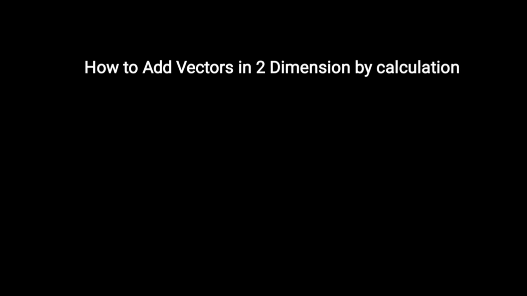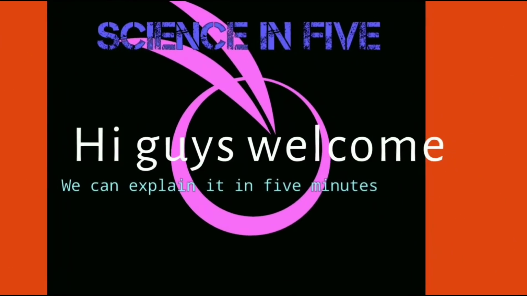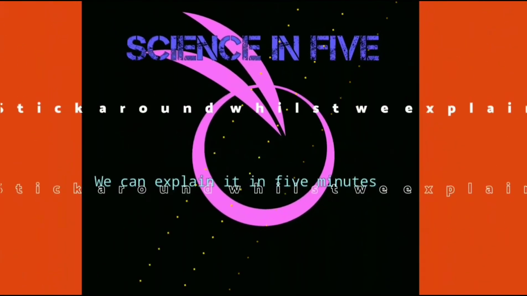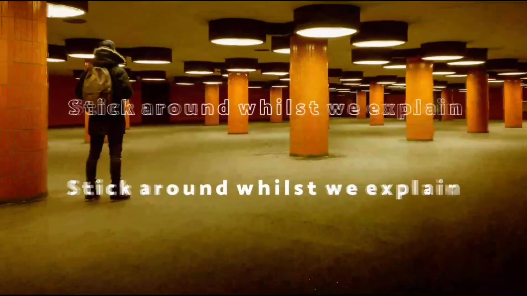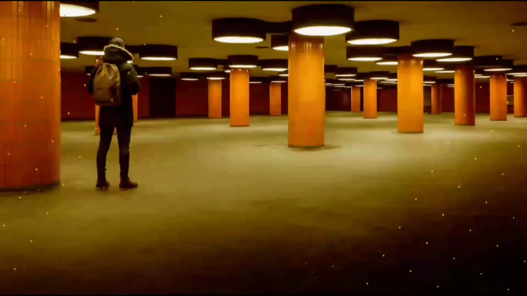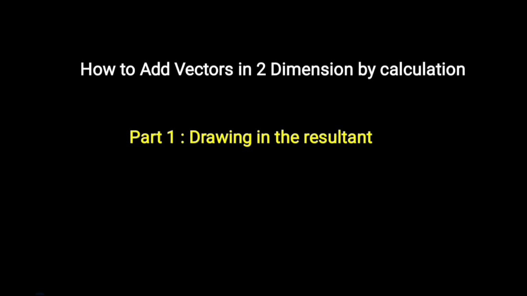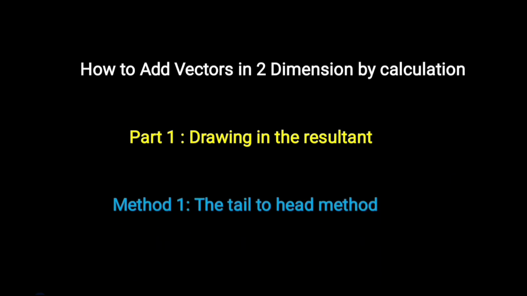In this video we're going to talk about how to add vectors in 2 dimensions. But before we get to the actual calculation itself, let us learn another important skill: how to draw the direction of the resultants. To draw the direction of the resultant, we're going to look at 2 methods: the tail to head method and the parallelogram method. Let's start with the tail to head method.